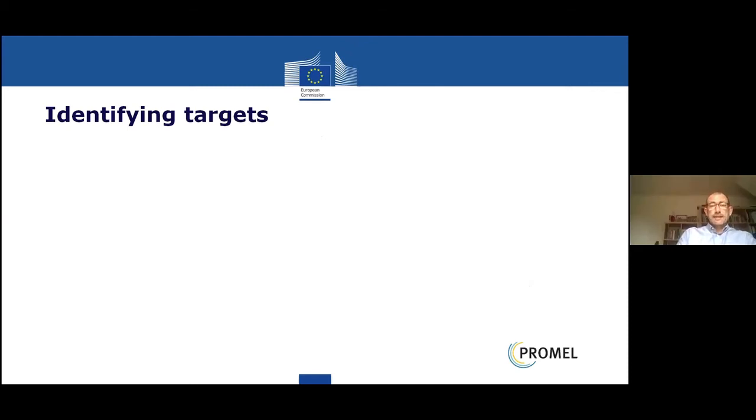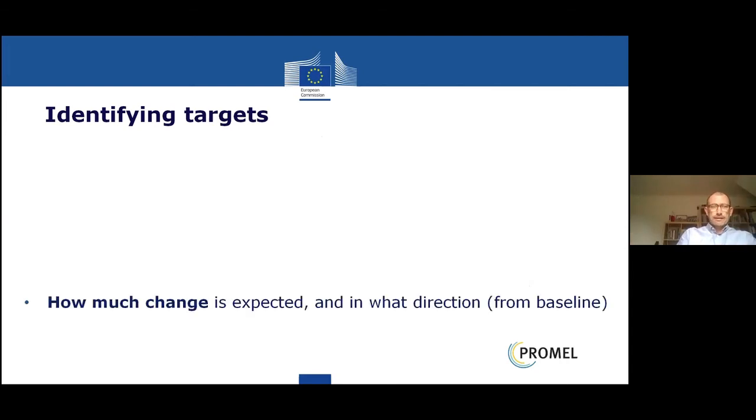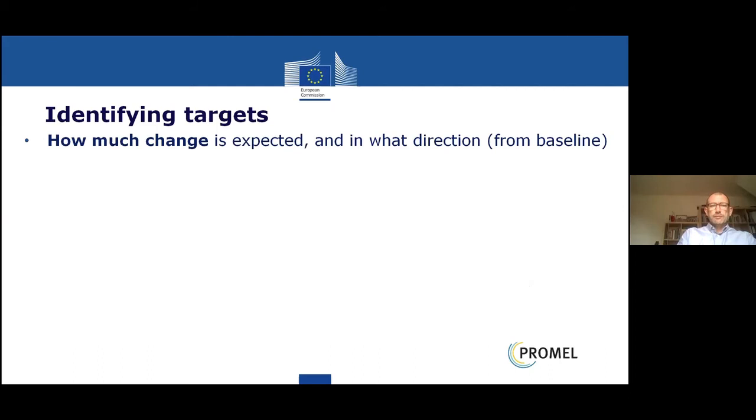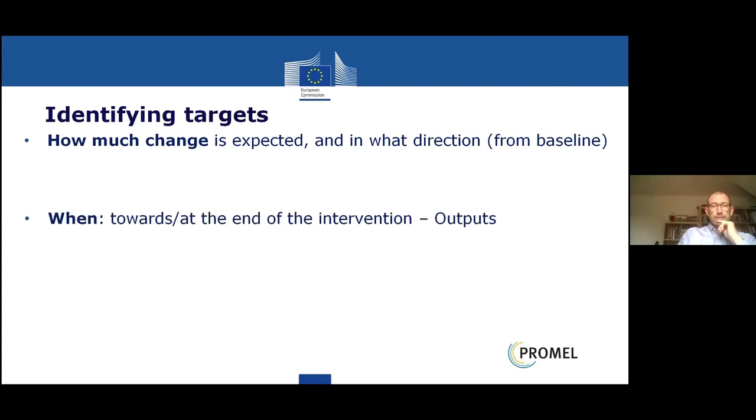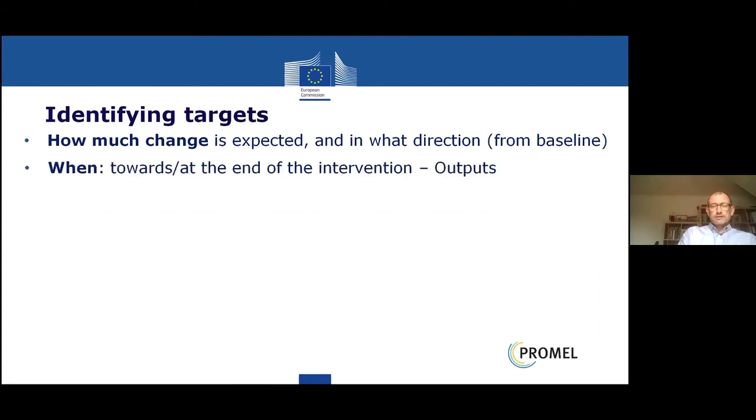Okay, identifying targets. This is the second bit of that paradigm. So targets tell us how much change is expected and in what direction. This addresses the issue we were talking about before: where do you put it in the indicator? Well, you actually put that direction or that level of change in your target value. Yeah. So your target values are set at a particular period.